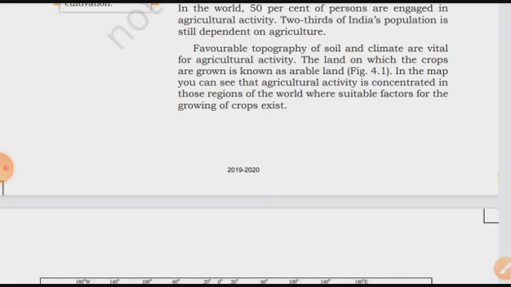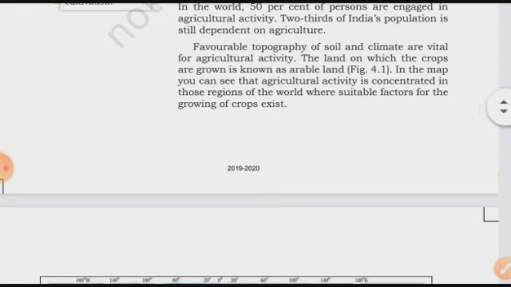The land on which the crops are grown is known as arable land. Meaning to say, the particular land where we are growing the crops. Okay, so this particular land is known as arable land, meaning fertile land, we can say. In the map, you can see the agricultural activities are concentrated in those regions of the world where suitable factors for the growing of crops exist.